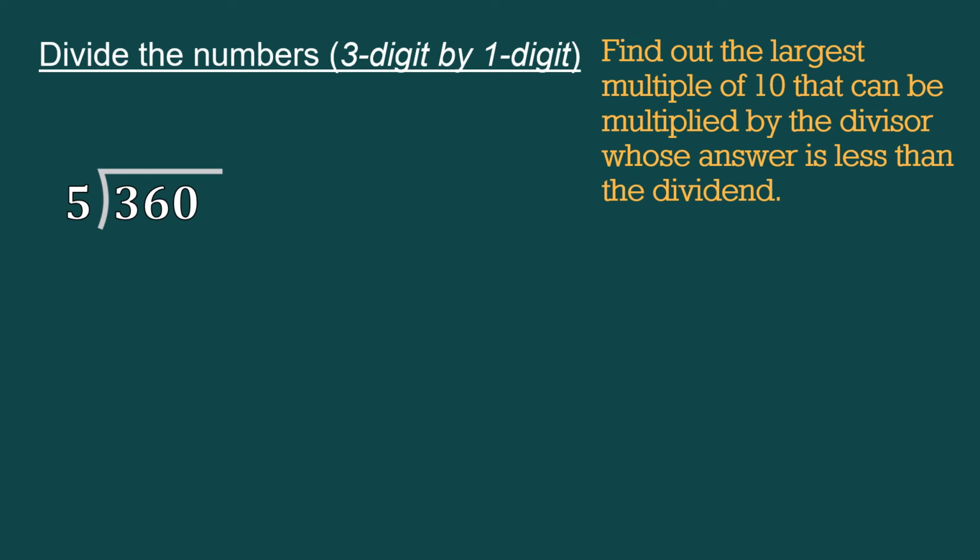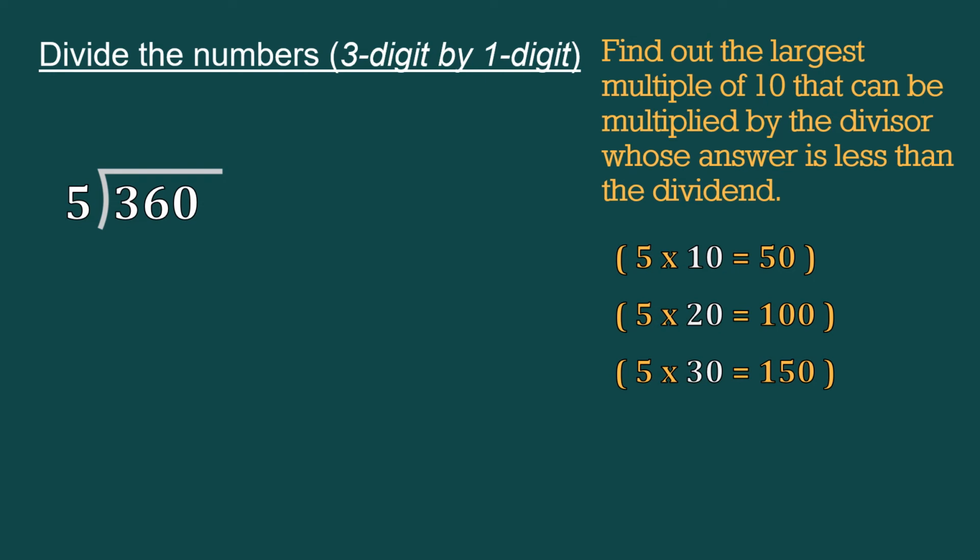Now, we try to multiply our divisor with the multiples of 10. We start with 5 times 10 is equal to 50. 5 times 20 is equal to 100. 5 times 30 is equal to 150. We see that the answer is quite far from the dividend. So, we try a bigger multiple of 10.